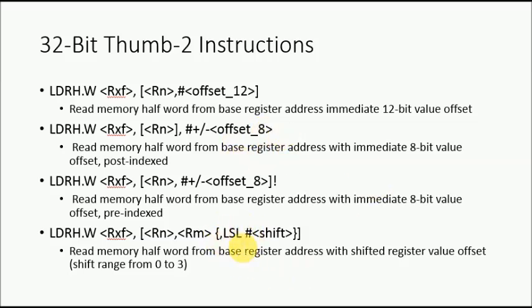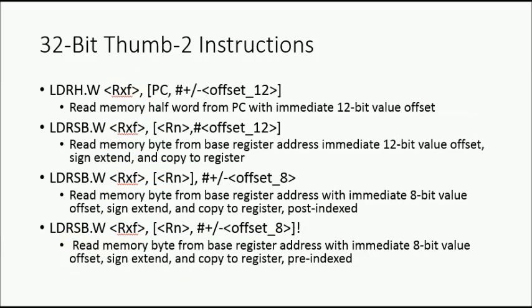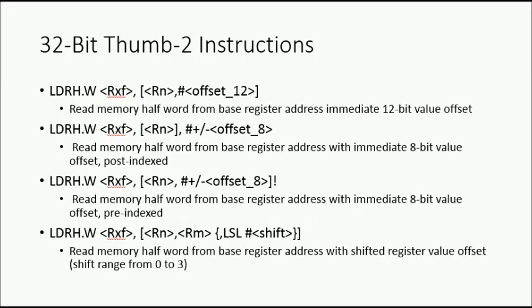First the content of RM is shifted to the left by the bit position specified in the instruction, and then the content is added to the base address and the physical address is calculated. In these instructions, the data from the memory will be transferred to the register RxF specified in the instruction. Here in this case the half word is transferred. Half word means 16-bit.